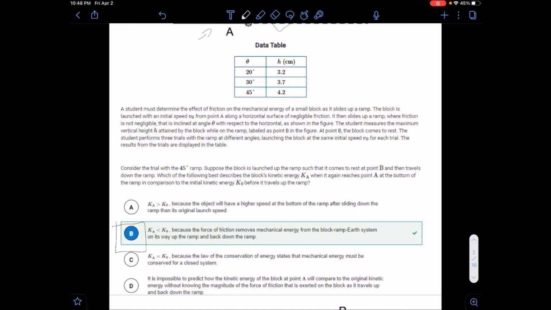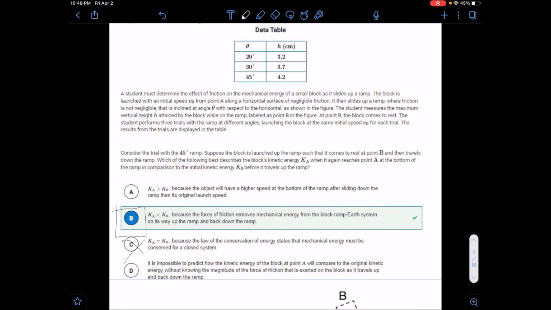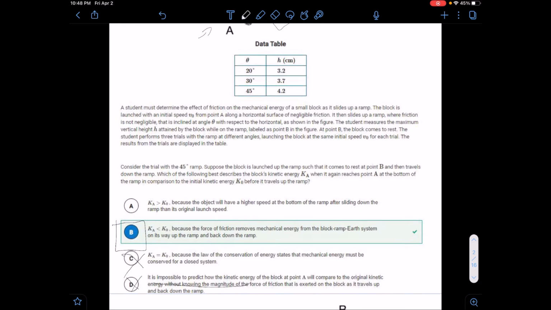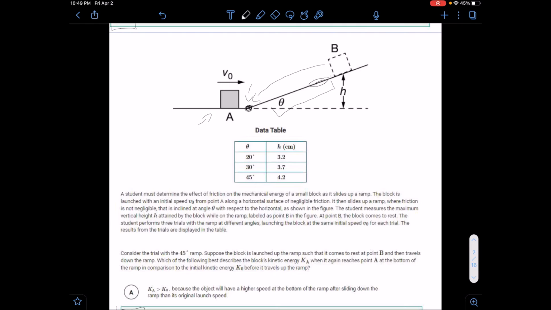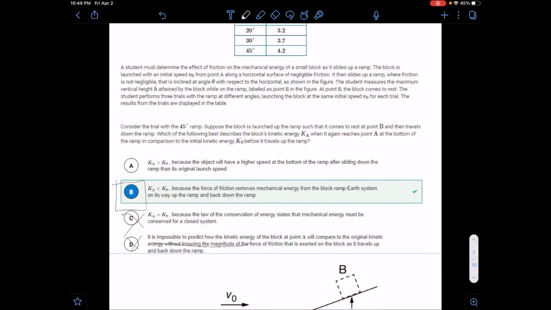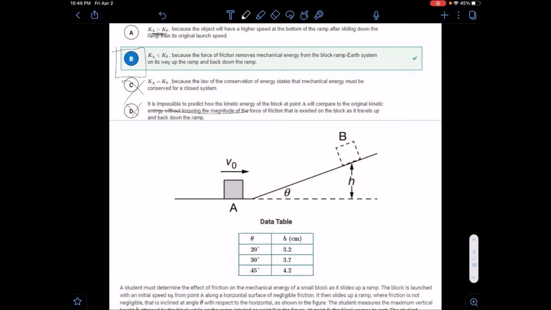If you want justification, we know that it's not C, no, it's not D. It can't be impossible to predict the kinetic energy. It can't be K_A equals K_0, or K initial, because there's friction over here, but there's no friction here. We know K_A can't be greater since friction is reducing it, so that leaves us with B.